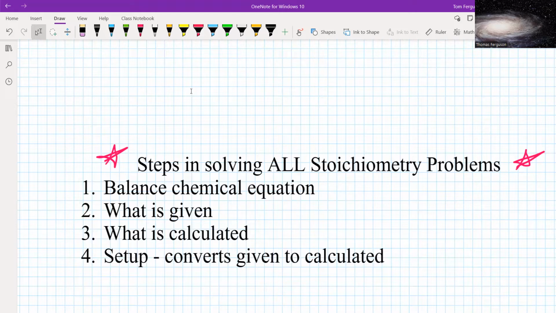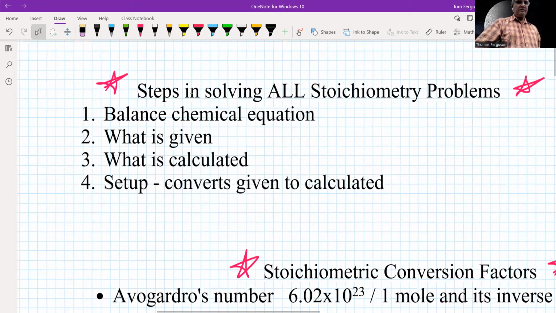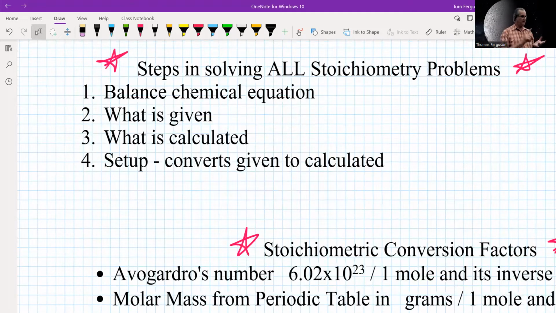So step number 1 is balance the equation. If you balance it incorrectly, guess what? The whole rest of the problem is going to be wrong. So that's why balancing equations is crucial. And then we do the normal steps: what's given, what are you trying to calculate, and then do the setup.